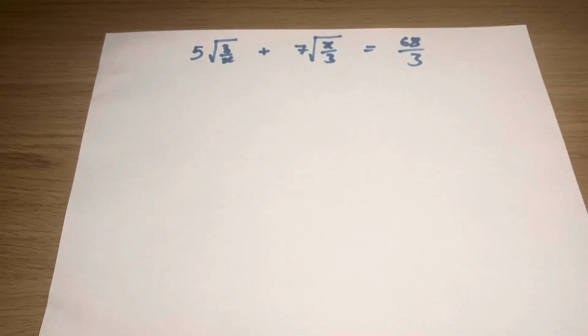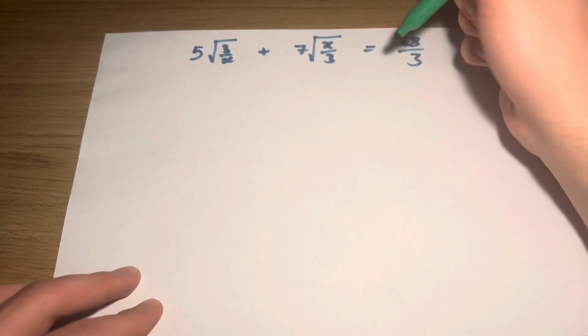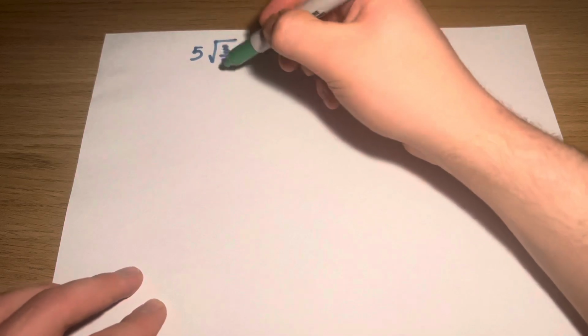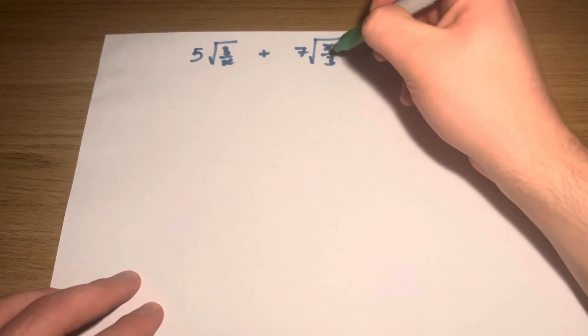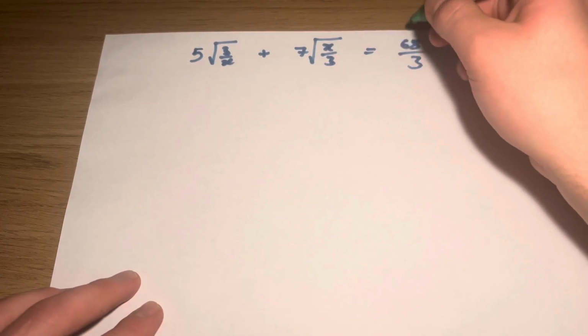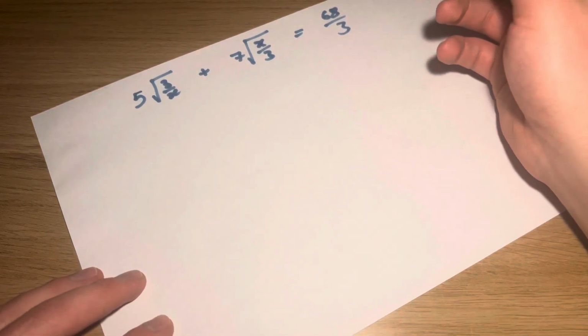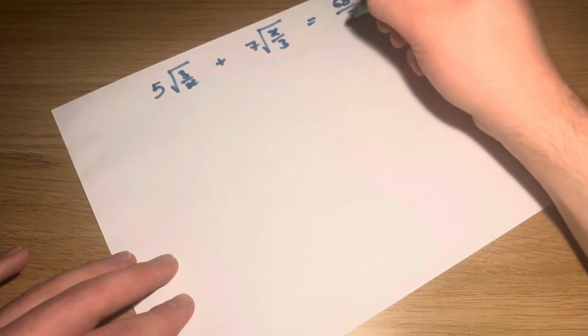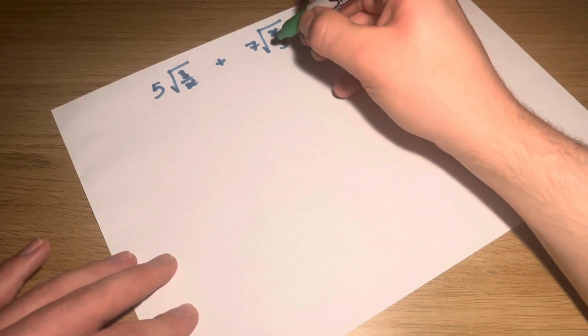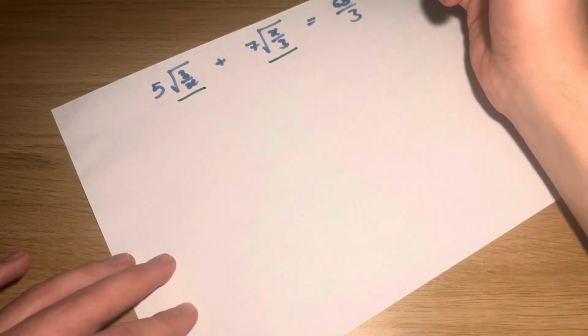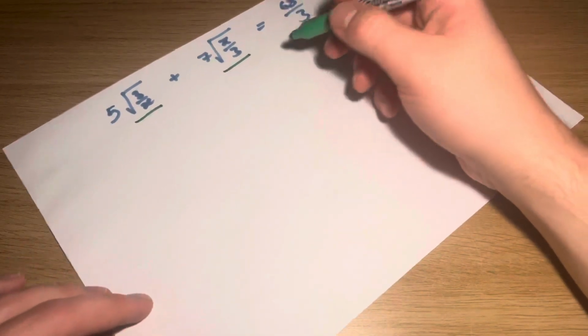Hello everybody, today I'm going to be solving this complex square root equation where I've got 5 multiplied by the square root of 3 over x plus 7 multiplied by the square root of x over 3 equals 68 over 3. Now my general principle with these equations is to simplify it as much as you can, so that means getting rid of these square root terms.